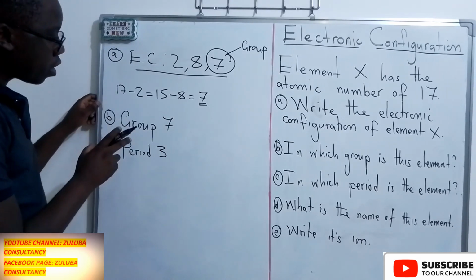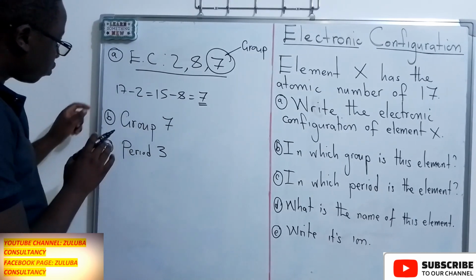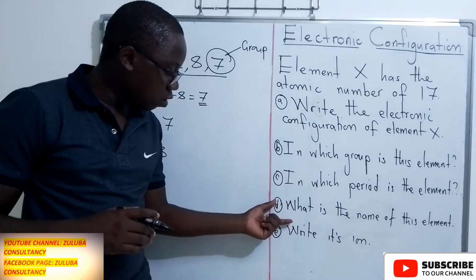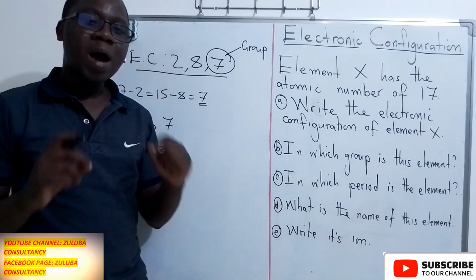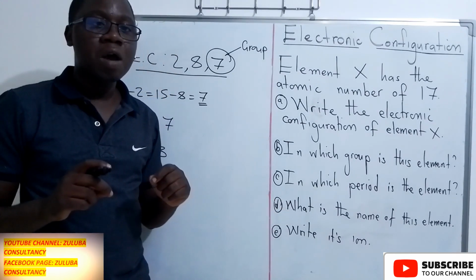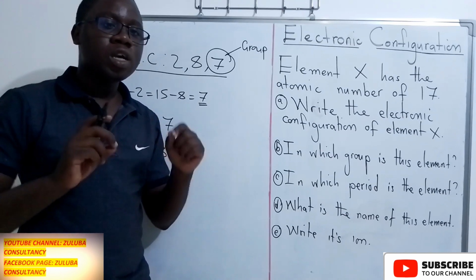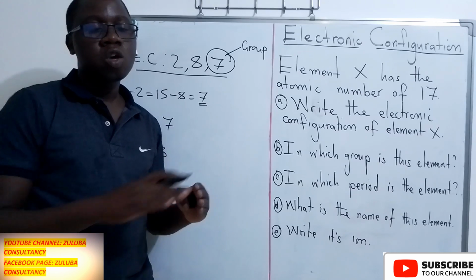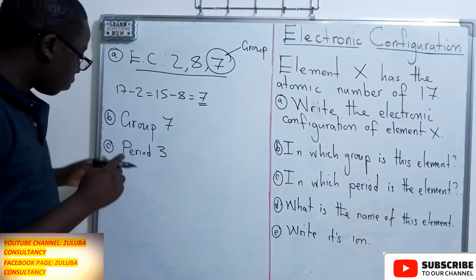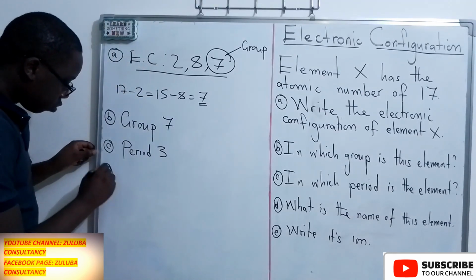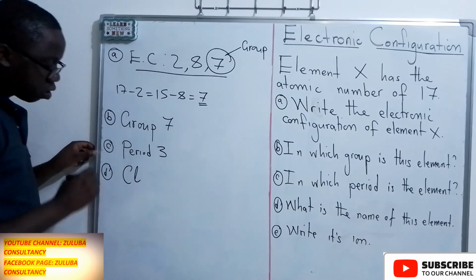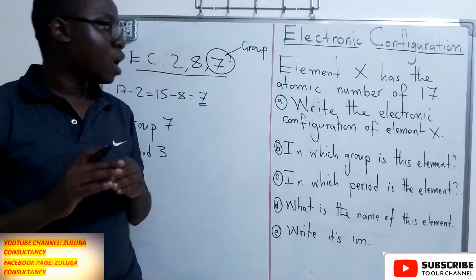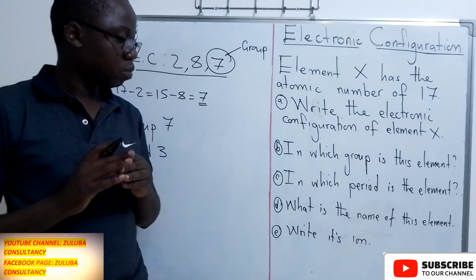Now, after identifying that this element is in group 7, period 3, we can answer question D by going on the periodic table and identifying which element is in group 7 and period 3. An element which is in group 7 and period 3 is chlorine. So this is the element that has the atomic number 17.